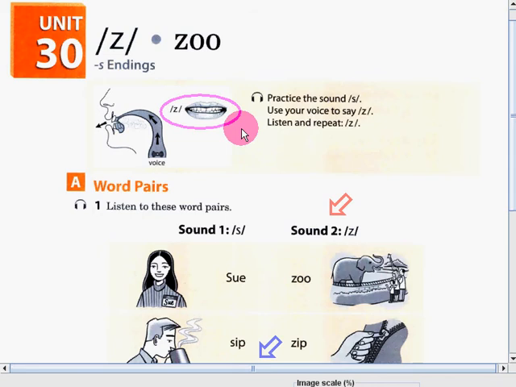Well, you have to, because the Z sound is a voiced consonant sound and the S sound is an unvoiced consonant sound. So, to feel the difference, when you say S, you should not feel any vibration in your throat. And if you say Z, you should feel the vibration. So again guys, one more time, let's produce the Z sound. Z, Z, Z. Very good.